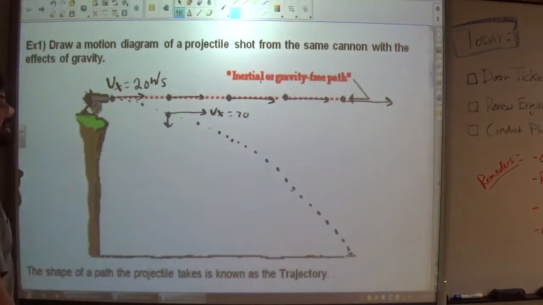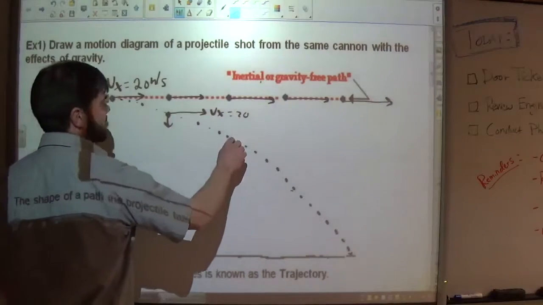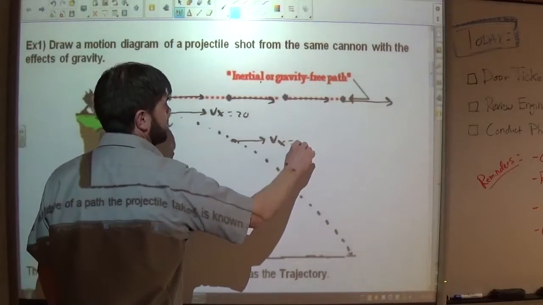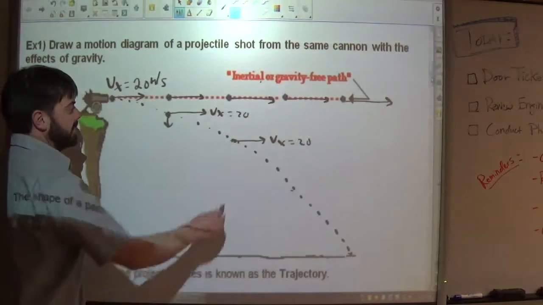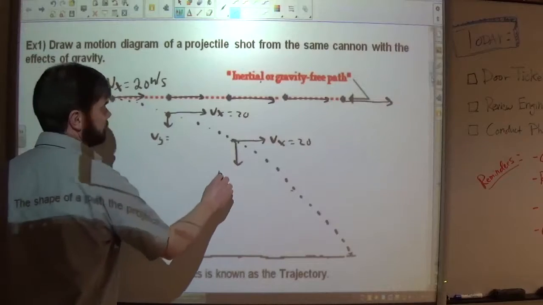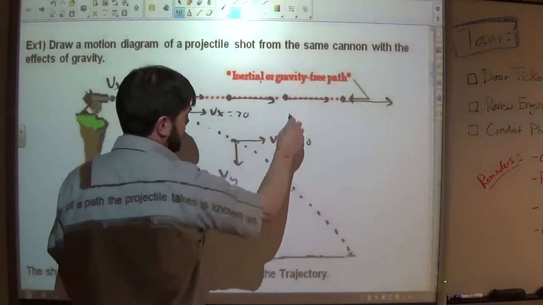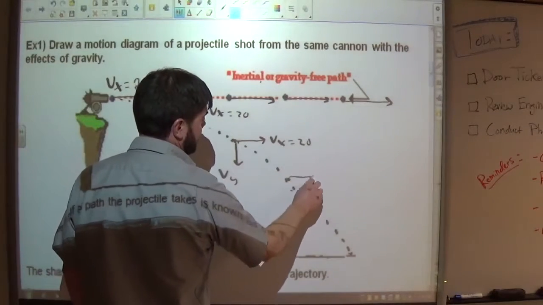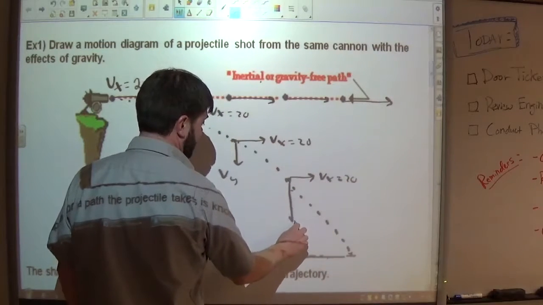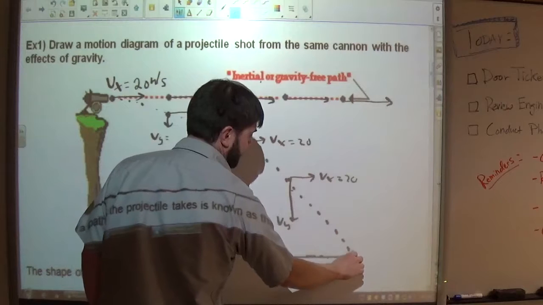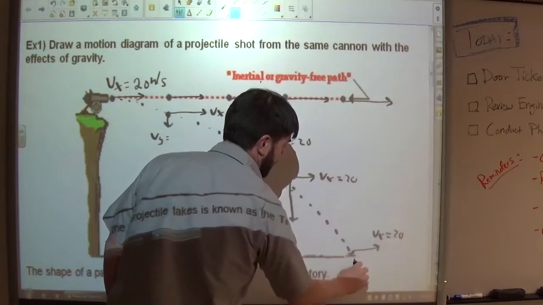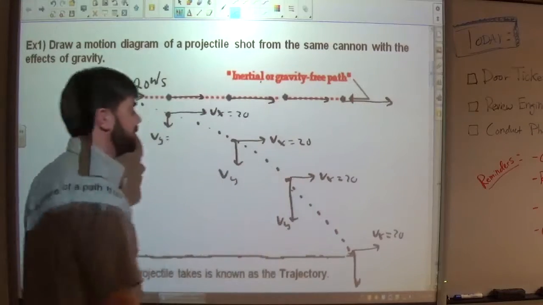my v of y here is going to start out slow. As I get a little bit further, my v of x here, which again, assuming no air resistance, is going to stay at 20. Now my v of y is going to grow a little bit more. And here, pick another spot, I'm going to have my v of x, which is 20. V of y grows even more. And then right at the point when it hits the ground, I have my v of x equal to 20, and my v of y to be even dramatically more.